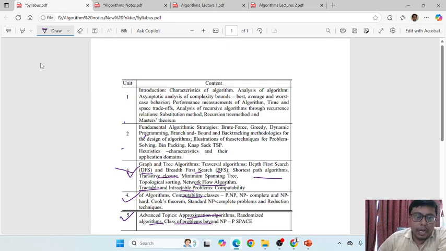So we will be starting. Since this is our first class, we will be starting with Unit 1. We'll be covering the basic introductory concepts which are required to analyze or to write an algorithm.